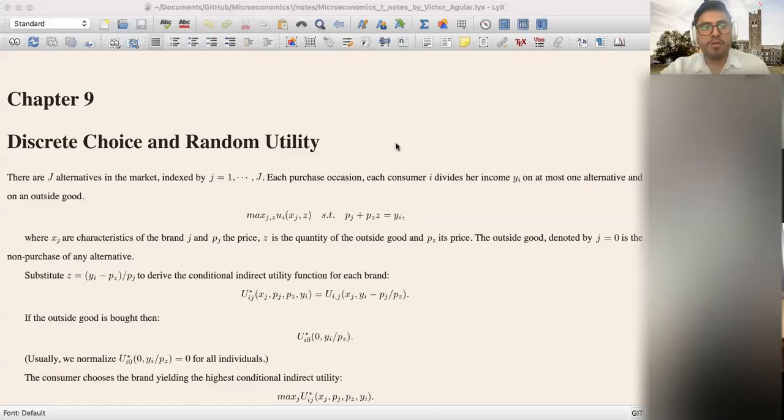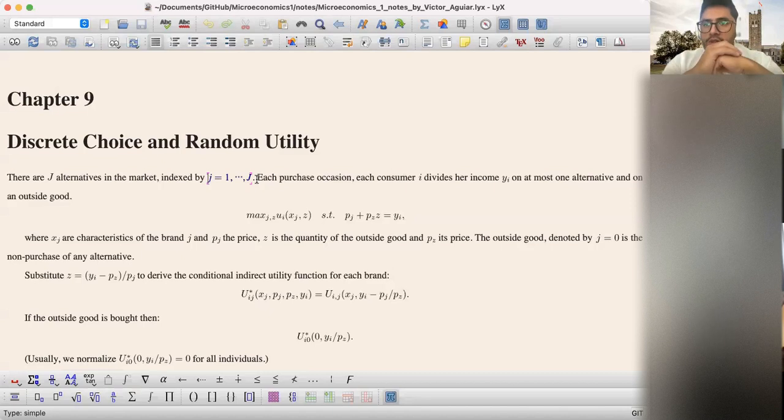Okay, so welcome to our class today. So chapter 9, we're skipping the previous chapter about aggregation. So this is not going to be tested. You can read it. I think it's useful, but it's kind of an old chapter. So instead, we're going to do discrete choice and random utility.